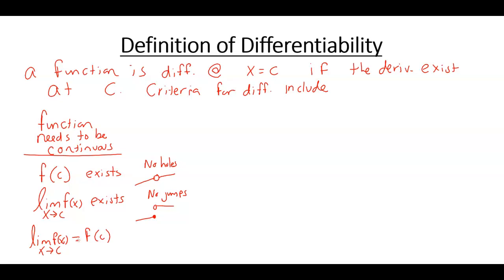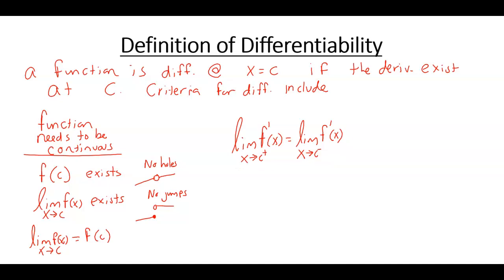So the limit of the derivative of the function as x approaches c from the right needs to equal the limit as x approaches c from the left of the same derivative. And what this is basically saying is that the slope from the right needs to be the same as the slope from the left at that specific point.